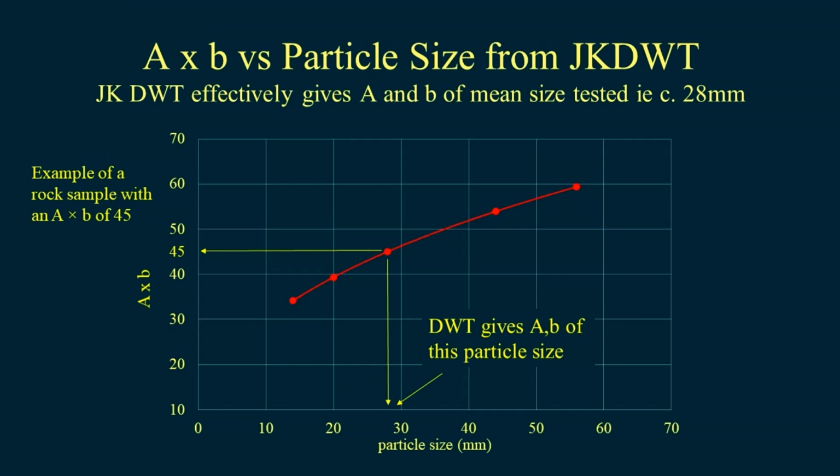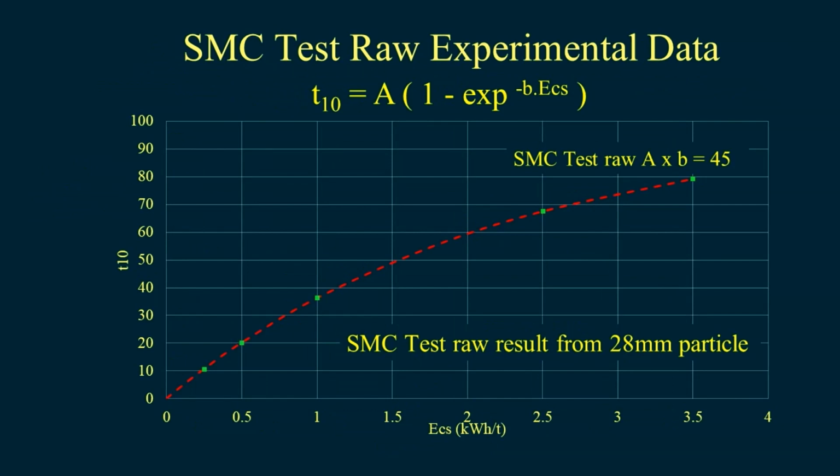The drop weight test, however, generates the value of 45, which is on average the same value that approximately a 28mm particle will give. So on average, A times B from a drop weight test is similar to the A times B of a 28mm particle. So if we have a look at our SMC test, which is done on a 28mm particle, it should be no surprise then that the raw A times B is 45. It's very, very similar to what the drop weight test will give.